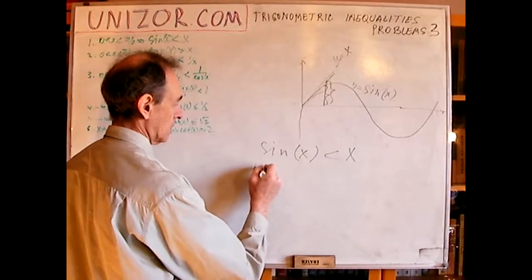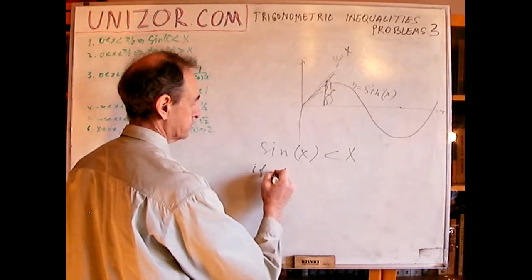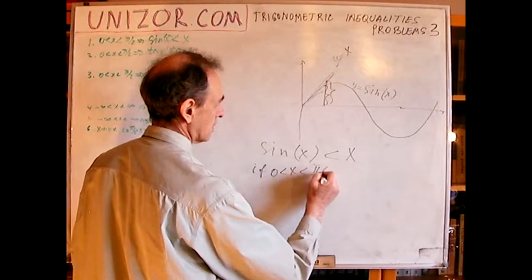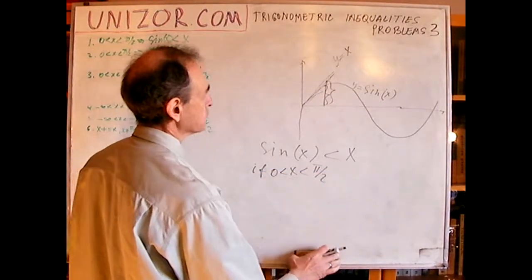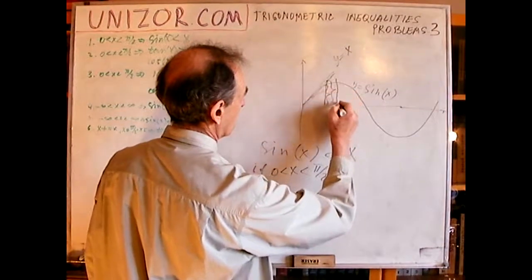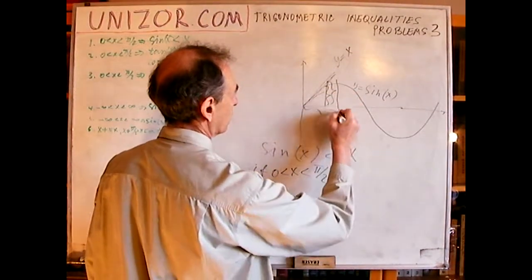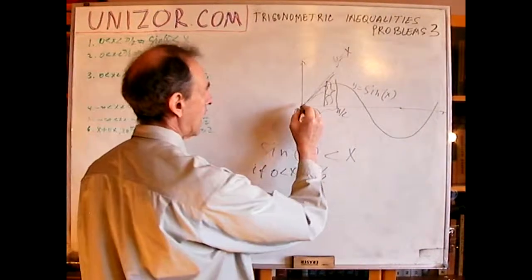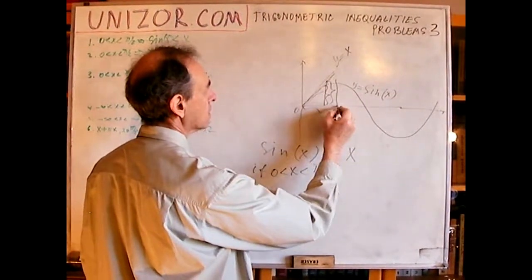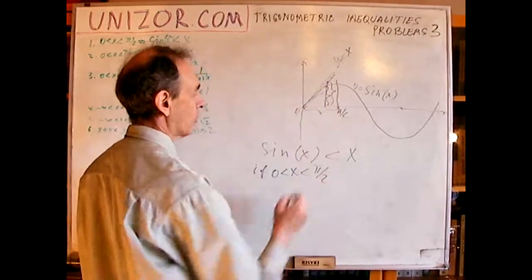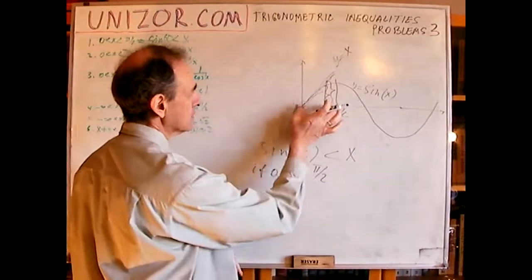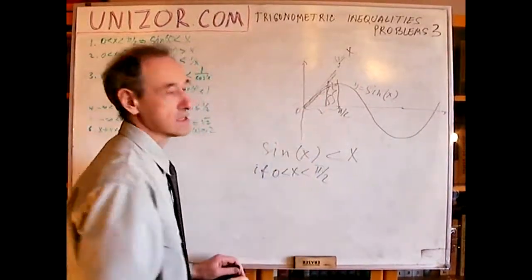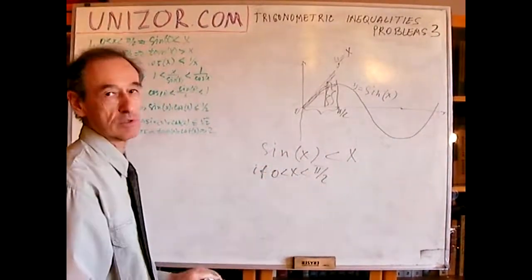if x is in this particular interval from 0 to pi over 2. So I'm considering the sine only in this particular area from 0 to pi over 2. And in this area, sine is always below the line y is equal to x. That's what I'm going to prove to you.